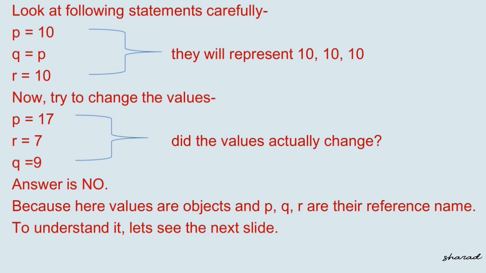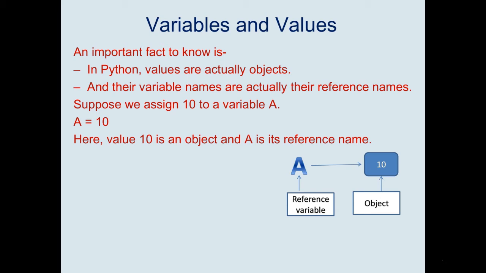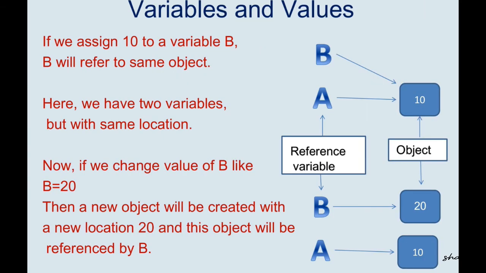Now try to change the values. We have written P is equal to 17, R is equal to 7, Q is equal to 9. Now do the values actually change? Let us see it in detail so that you will be able to understand it properly. In Python, the values are actually objects. So the value 10 represents an object. Now we have assigned A is equal to 10.